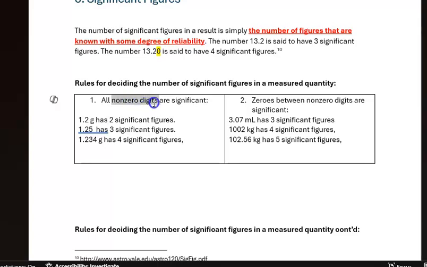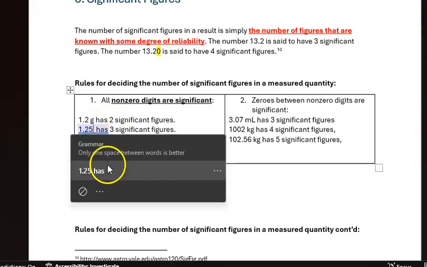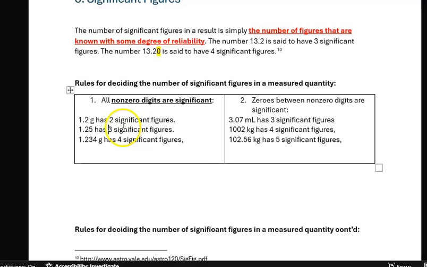All non-zero digits are significant. First rule, all non-zero digits are significant. So for example, 1.2 gram has 2 significant figures. 1.25 has 3 significant figures. 1.234 has 4 significant figures. Let's look at the next one.